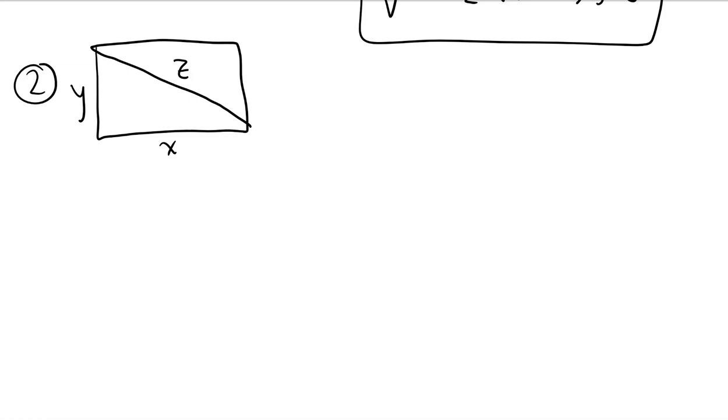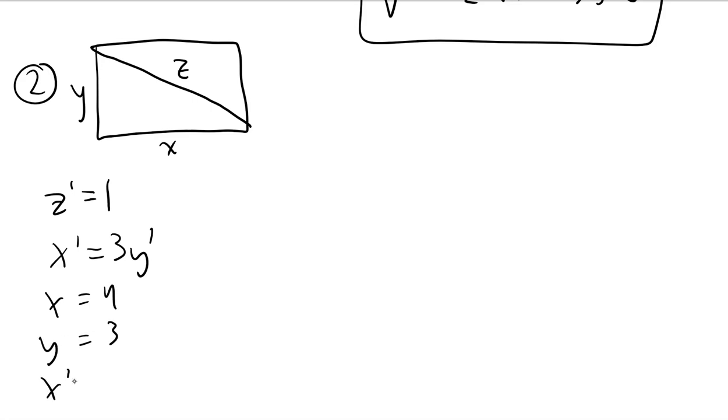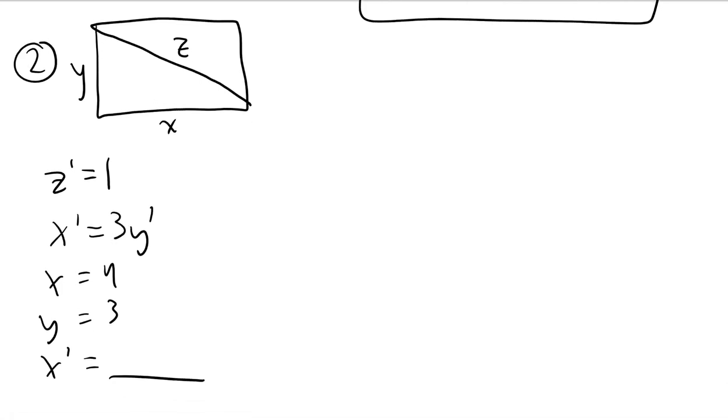Okay, question 2. The sides of a rectangle above increase in such a way that z prime is 1, x prime is 3y prime. When x is 4 and y is 3, what is x prime? Okay, so that's the first favor that you can do for yourself, is to write these things down. Otherwise, you're going to have to reread the question 20 times at least.